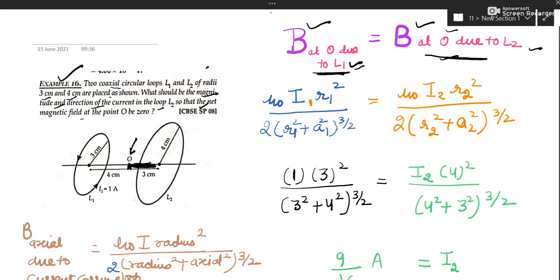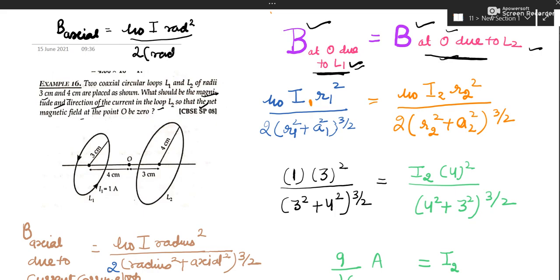So we'll use the formula of magnetic field at an axial point that we have covered in previous videos. The magnetic field at the axial point of a current carrying circular loop is given by mu naught I R square upon 2 into (R square plus axial distance square) to the power 3 by 2. So that is what I've used here: mu naught I1, because this is due to loop 1, and R1 square, upon 2 (R1 square plus axial distance square) to the power 3 by 2.